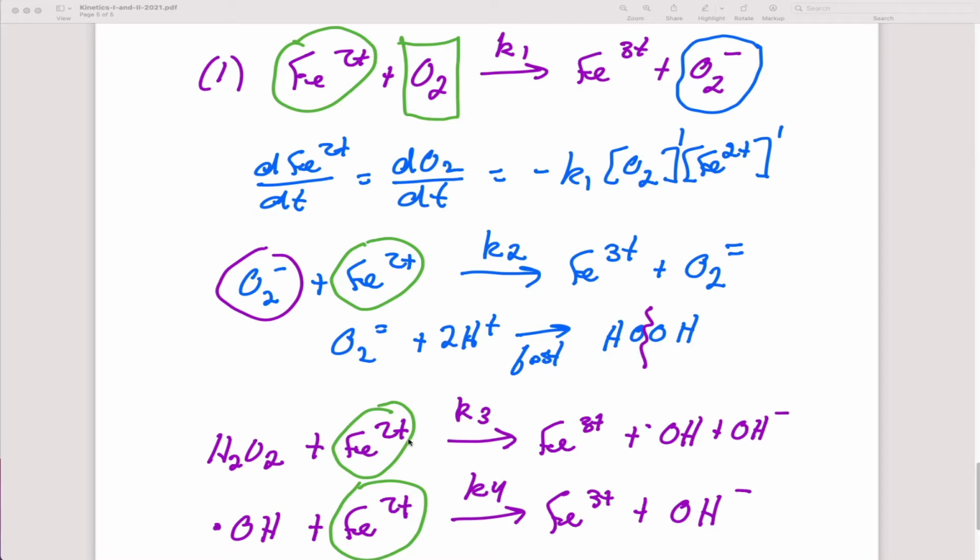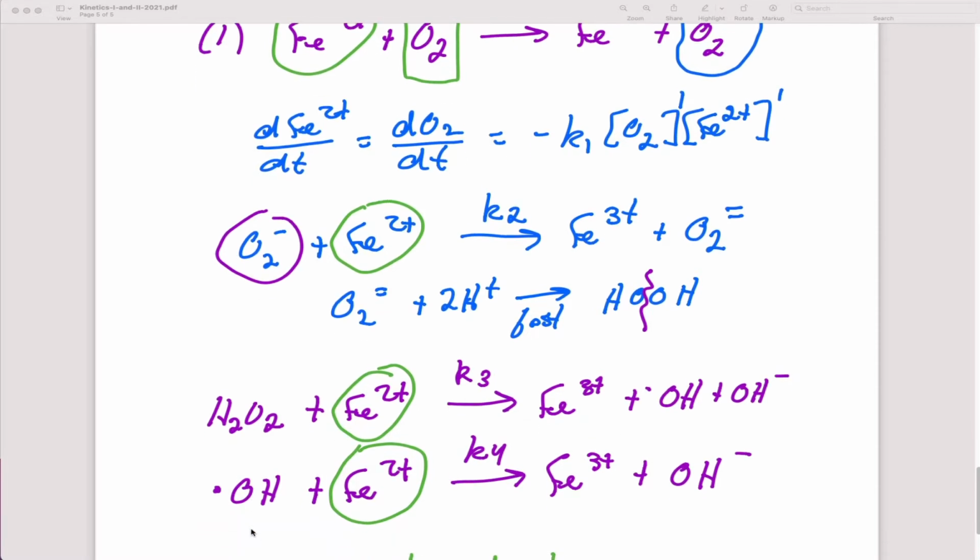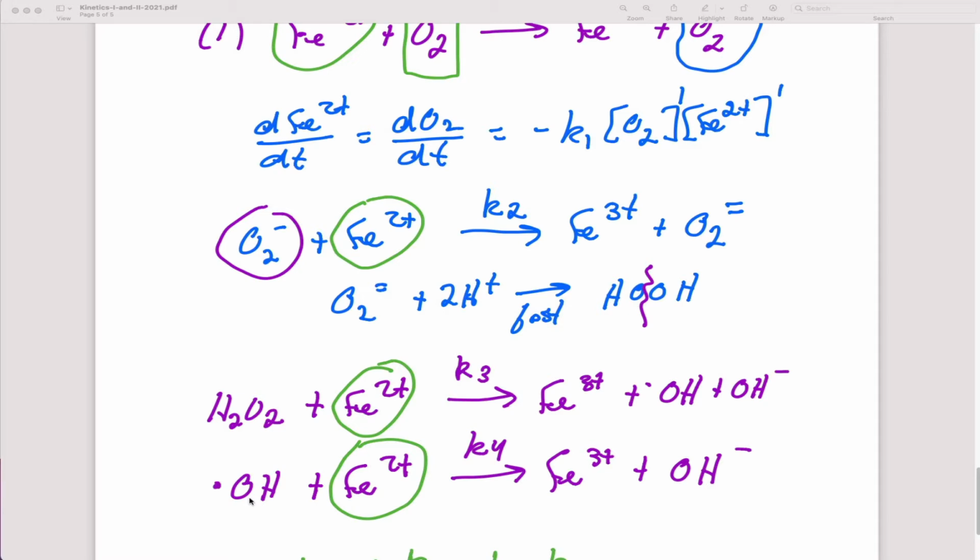Hydrogen peroxide is now a second intermediate. It will react with iron 2 to form iron 3 and 2 species, the hydroxide ion, and importantly, the hydroxyl radical, which is our third intermediate species, which now completes our four-step series of oxidation reactions. And the hydroxyl radical reacts with iron 2 to form iron 3 and a second hydroxide.